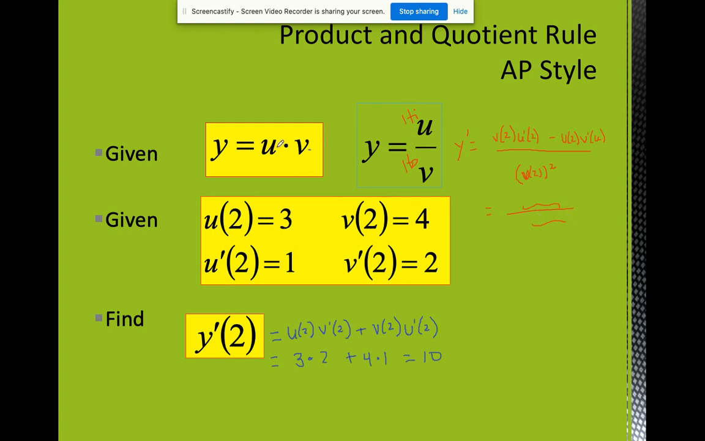I mean, I could do the same thing, I could ask you, given y is equal to u plus v, what is y prime? But that's pretty simple, right? That's why you like the derivative of a sum is the sum of the derivatives, right? So that's just u prime of 2 plus v prime of 2, which would be 1 plus 2, right?